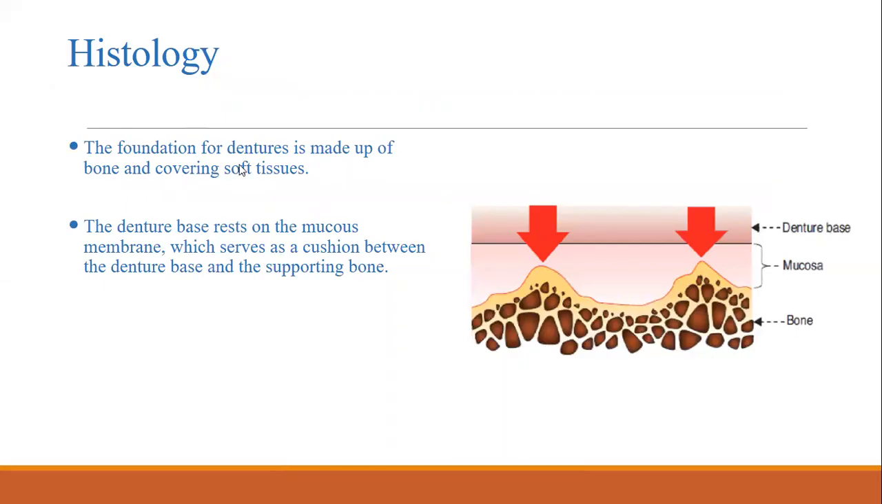of the foundation of the dentures, it's made up of bone and covering soft tissues. As we see here, this is the bone, and this is the mucosa, or the soft tissues. And here is the denture base. So the denture base will be in intimate contact with the mucosa. So the denture base rests on the mucosal membrane, which serves as a cushion between the denture base and the supporting bone.